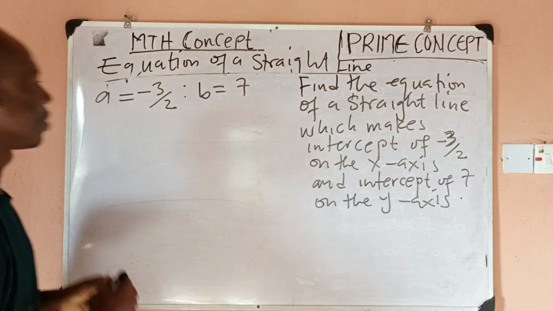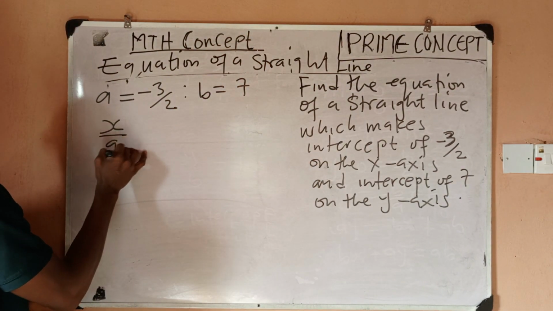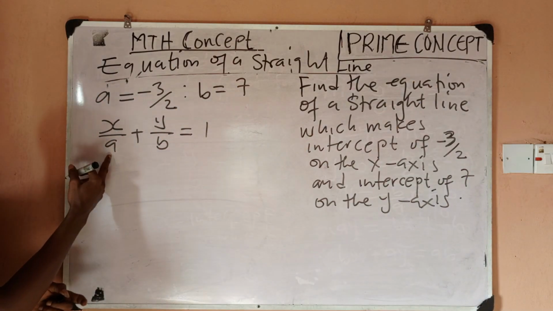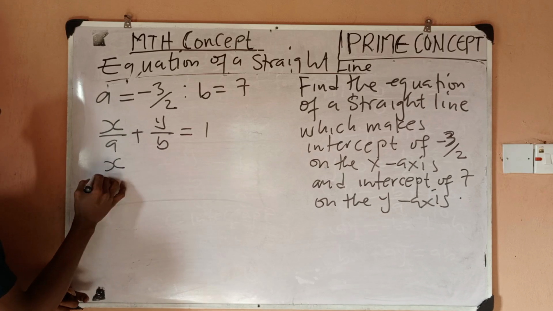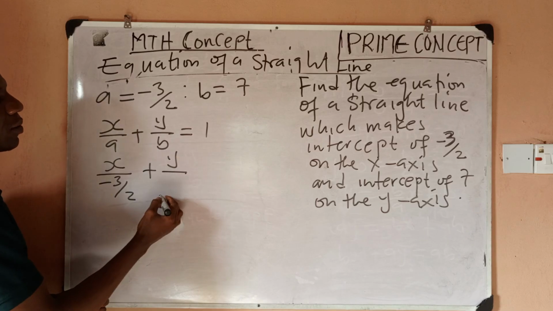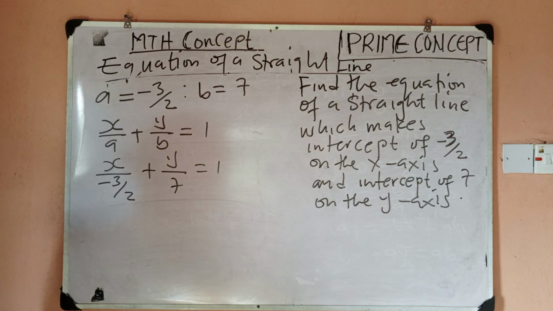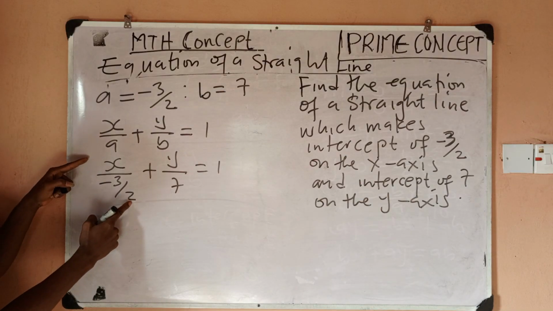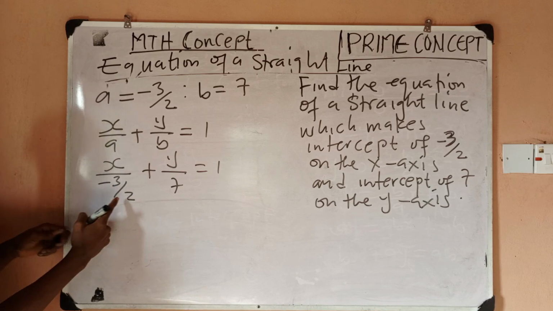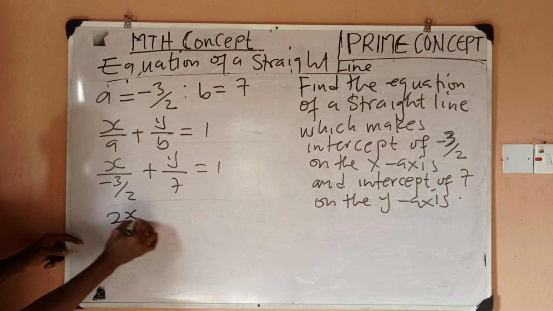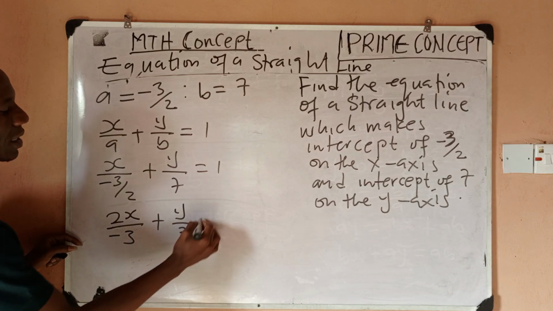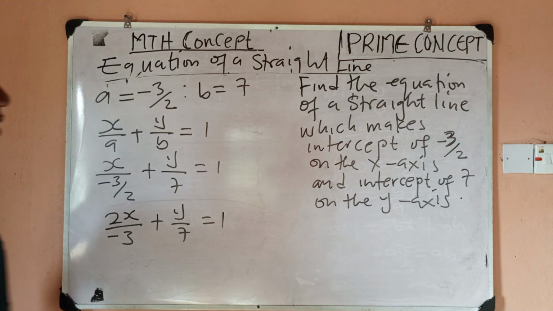So the question says, find the equation of the straight line. Now, using our formula, we have that x over a plus y over b is equal to 1. So I'm going to directly place a and b. I would have x over minus 3 over 2 plus y over 7 equals 1, right? So these 2 underneath can come up to multiply x, since this is division, to change it to multiplication. So you have 2x divided by minus 3 plus y over 7 equals 1.